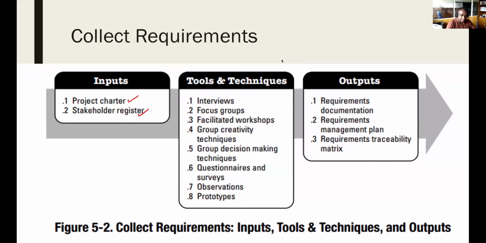So how to collect requirements? You have to conduct interviews. You have to do focus group studies. You have to do workshops, group creative techniques that we will discuss later, questionnaires, decision making techniques. We will discuss all this later. Observations, and maybe develop prototypes if it's, let's say, a production related thing. So you do a prototype and check whether exactly that is what you need.